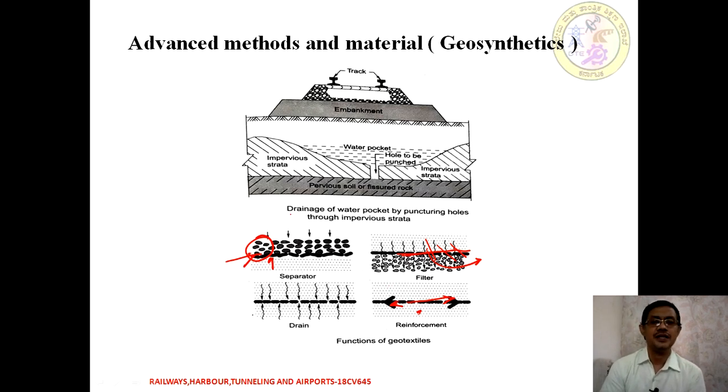On the other side, we can see the drainage of a water pocket, by puncturing a hole through the pervious strata, or if fissured rocks are concerned. This is an impervious rock, so we can drill a hole and the water pocket can be removed, so that the excess pressure can be reduced.